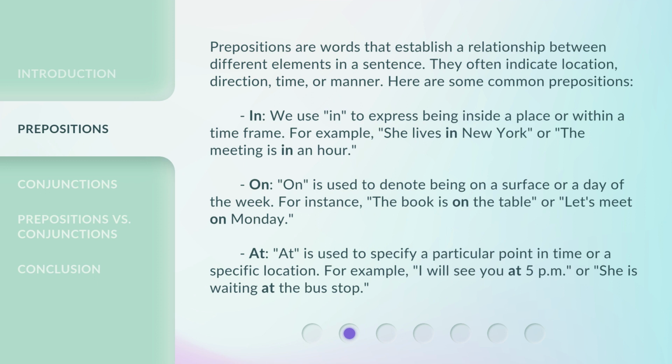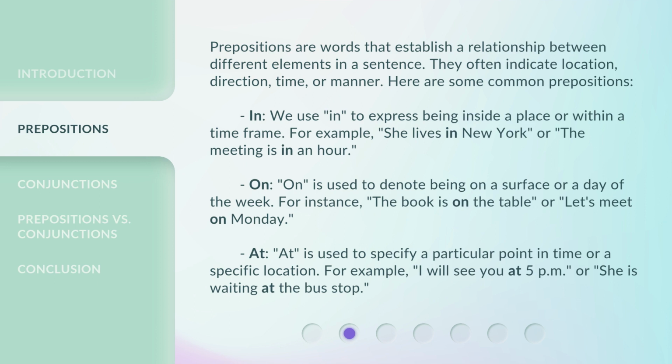Prepositions are words that establish a relationship between different elements in a sentence. They often indicate location, direction, time, or manner. Here are some common prepositions. In. We use in to express being inside a place or within a time frame. For example, she lives in New York, or the meeting is in an hour.